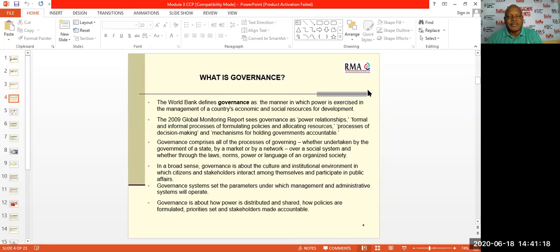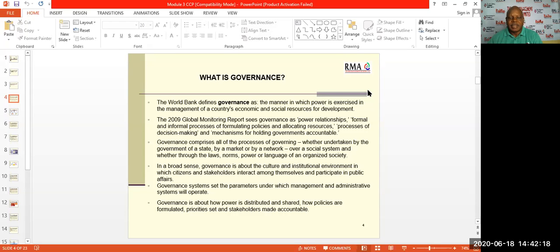Now, what is governance actually? The World Bank defines governance as the framework or the manner in which power is exercised in the management of a country's economic and social resources for development. A country, that means we're taking governance at the country level, but you can then bring it down to the corporate level. The 2009 Global Monitoring Report sees governance as power relationships, formal and informal processes of formulating policies and allocating resources. It goes further to say that it has to do with processes of decision-making and, of course, mechanisms for holding governments accountable.